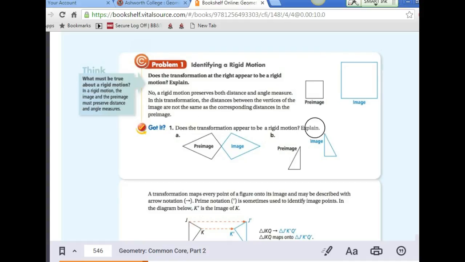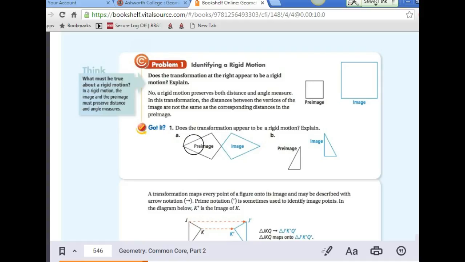Does the transformation appear to be a rigid motion? Remember, rigid just means do they stay the same size and the same shape? Yes. There's two things. This could be flipped. If I took this one and literally created a line right here, and I flipped it over there, I would end up with this image.